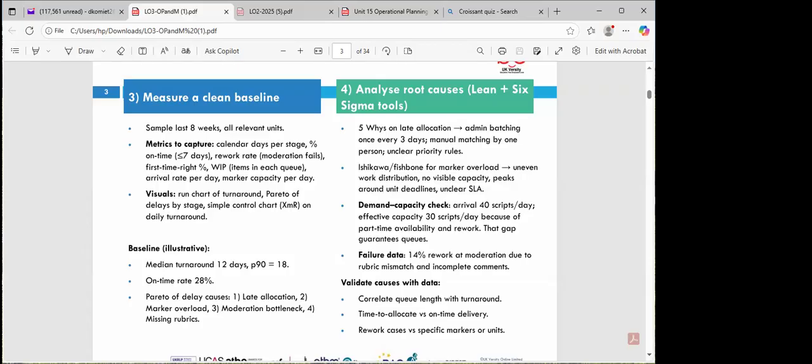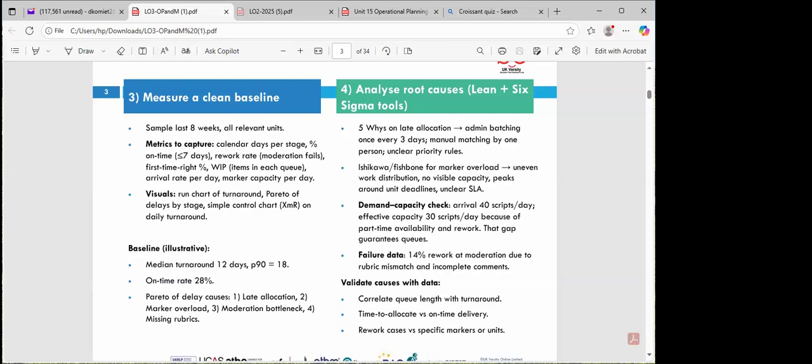There's also one called the fishbone for marker overload. Fishbone is another quality tool that they use for unforeseen work distribution, no visible capacity, peaks around unit deadlines, or unclear service level agreements, what we call SLA.